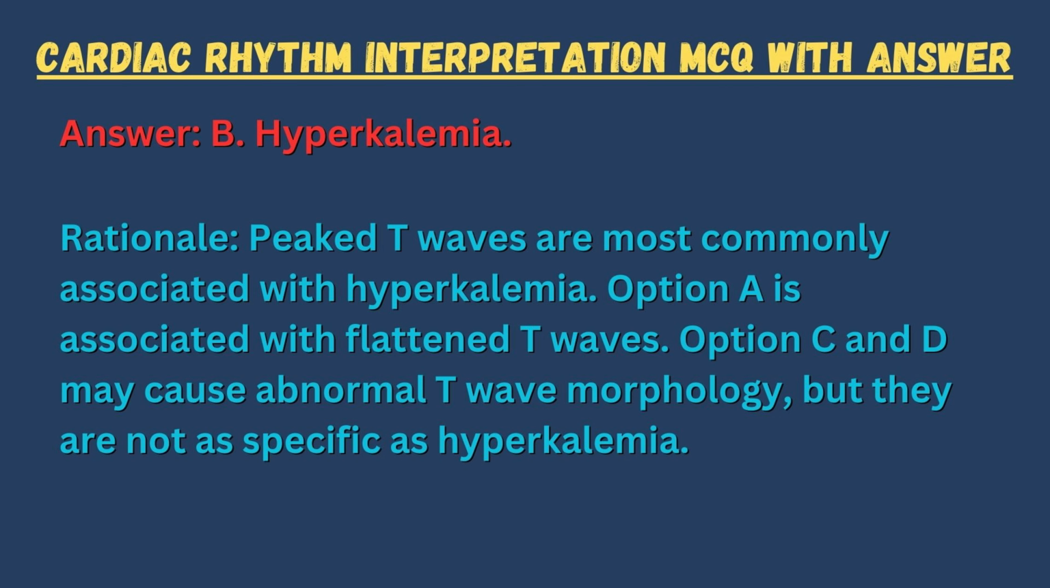Answer. B. Hyperkalemia. Rationale. Peaked T waves are most commonly associated with hyperkalemia. Option A is associated with flattened T waves. Options C and D may cause abnormal T wave morphology, but they are not as specific as hyperkalemia.